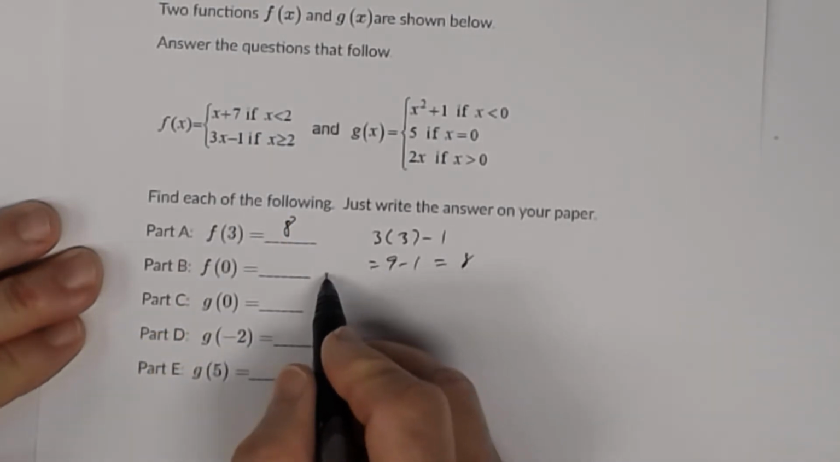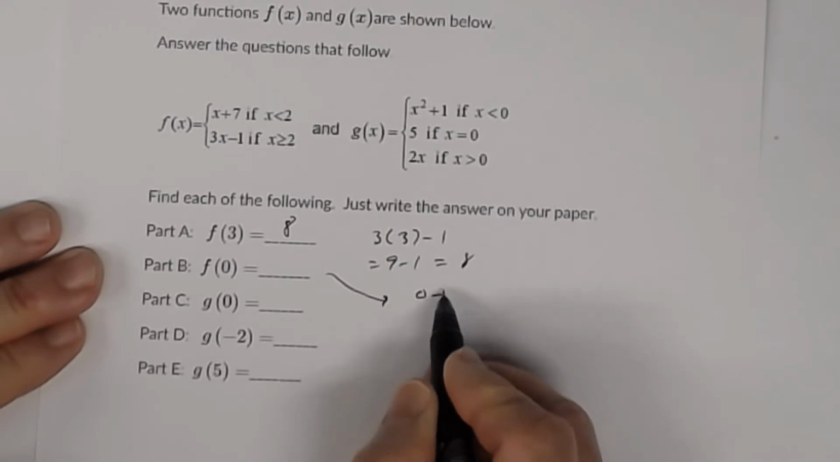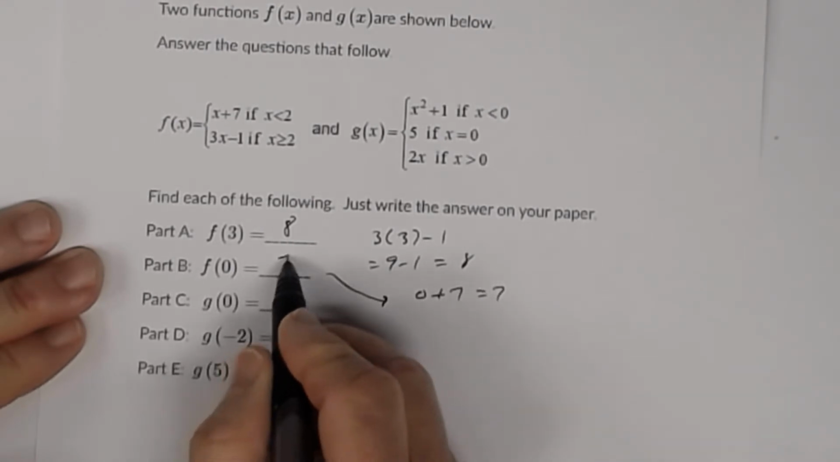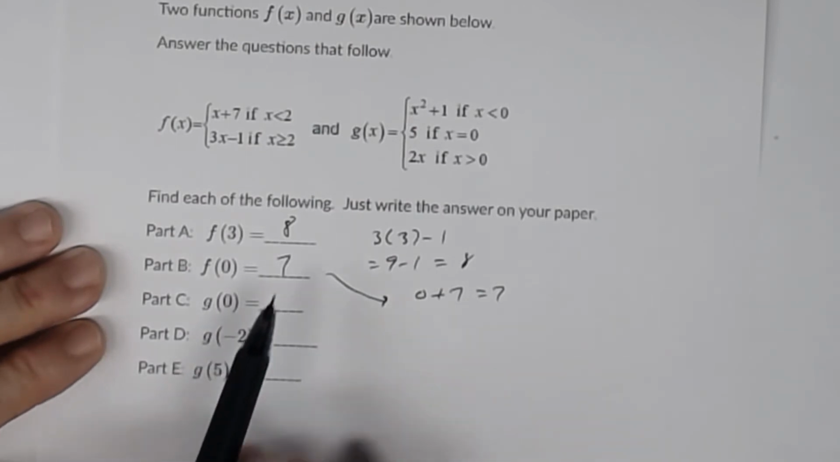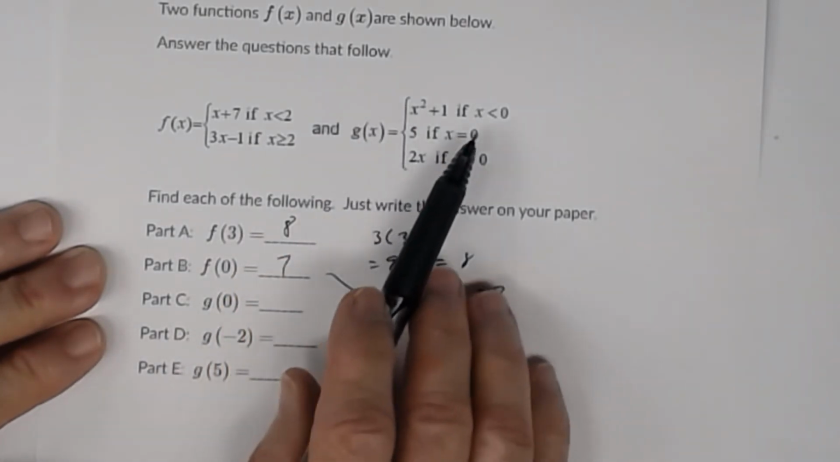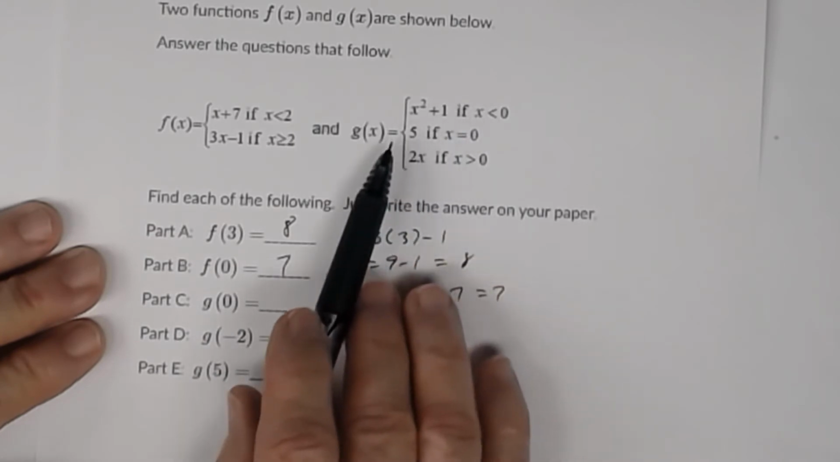So for that one, you're going to say 0 plus 7, which is 7. All right. Part C, this time you want to find g of 0. So I got to go to my function g. Notice that this is three pieces here.